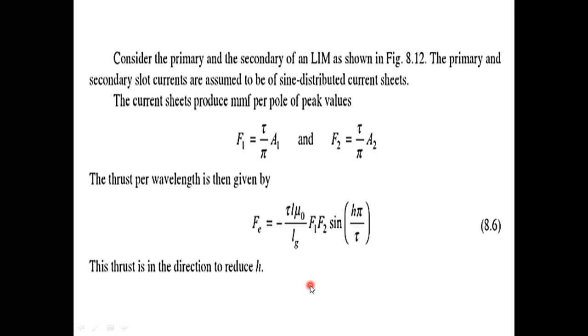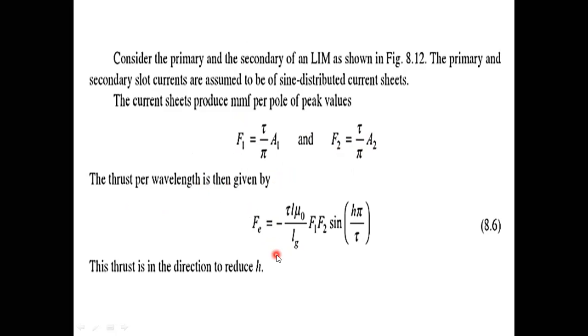We make an assumption of sine distributed current sheets, and the current sheets produce mmf per pole of peak values. This is the mmf produced by the primary, and this is the mmf produced by the secondary. That is, F1 is equal to tau by pi A1, and F2 is equal to tau by pi A2. These are the basic expressions which we derived previously also. So we are getting the mmf per pole of peak values from the primary side and also the secondary side. And next, how the thrust per wavelength is to be obtained.